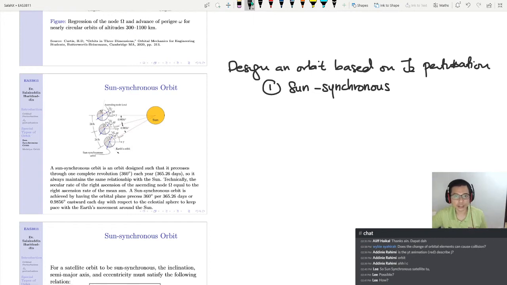Okay, so this is what I mentioned here. A sun-synchronous orbit is an orbit designed such that it precesses, meaning rotates, one complete revolution each year, such that it always maintains the same relationship with the sun, always receiving the same sunlight condition, for example. We'll need some condition, which I'll show you later.